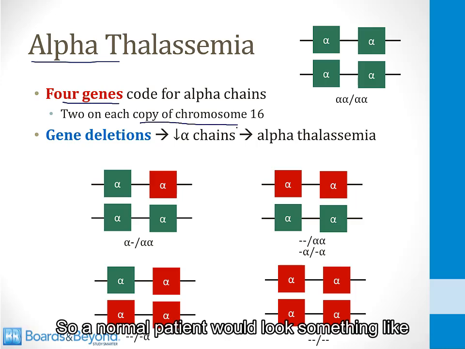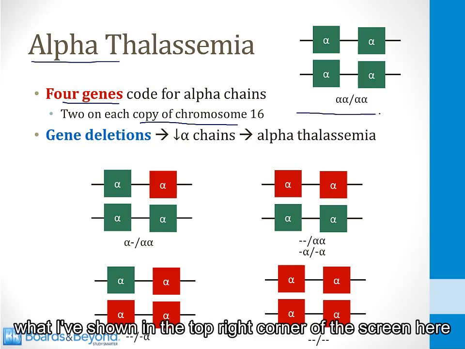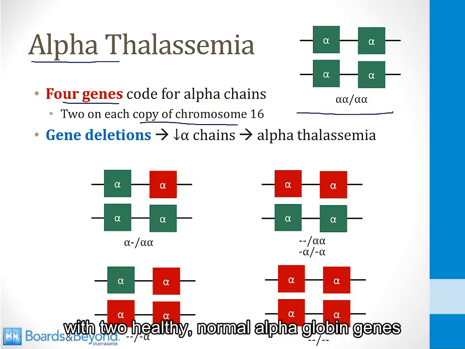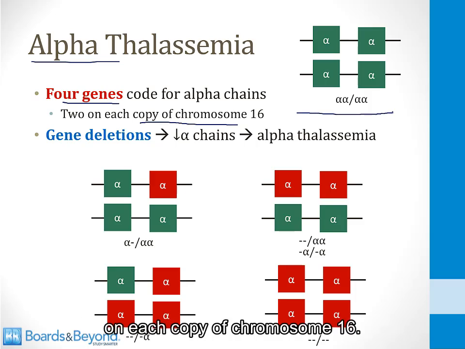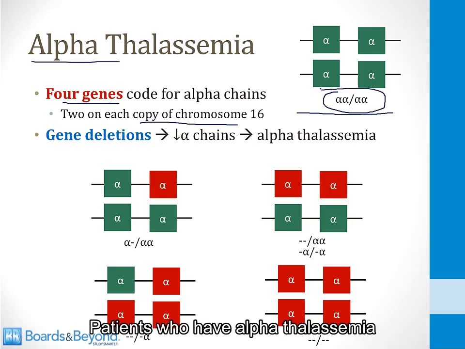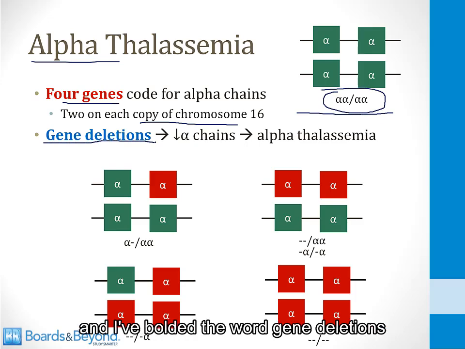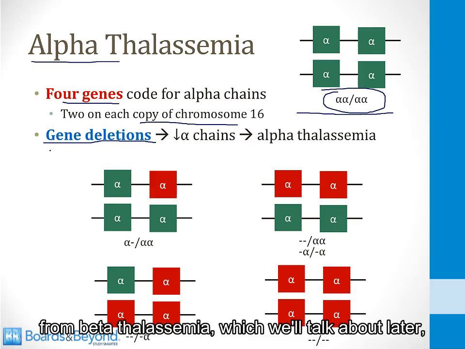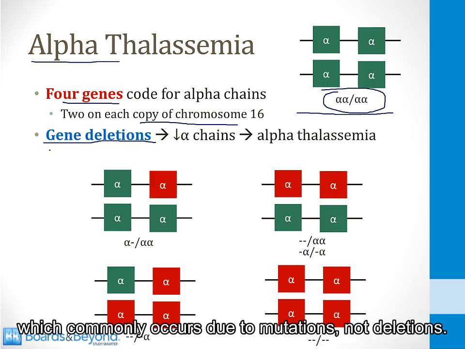So a normal patient would look something like what I've shown in the top right corner of the screen here, with 2 healthy normal alpha globin genes on each copy of chromosome 16. We sometimes write this as alpha alpha / alpha alpha. Patients who have alpha thalassemia typically have gene deletions, and I've bolded the words gene deletions because this is an important distinction from beta thalassemia, which we'll talk about later, which commonly occurs due to mutations, not deletions.